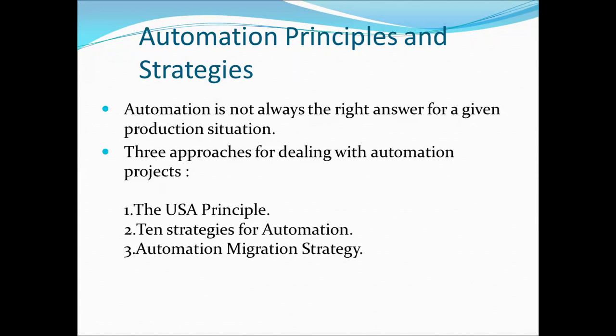We can apply these technologies, and while considering this, we have to decide on many factors on which a company can take the decision whether to go for the automation process or not. On the basis of these considerations, there are three main approaches for dealing with automation projects. The first is the USA principle, the second is 10 strategies for automation, and the last is the automation migration strategies.